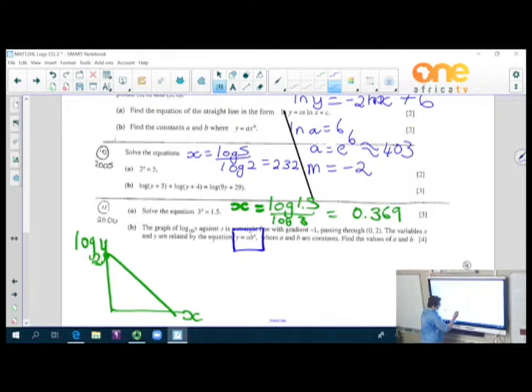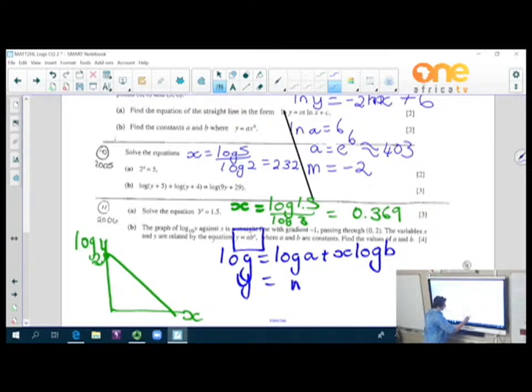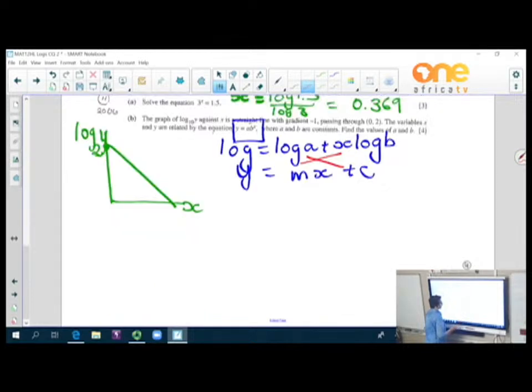So I'm going to start here to say that log y is then equal to log A plus x log B. If I multiply, I add. So this is y is equal to mx plus c. And I indicate which one is which one there. So let's start with this one always.